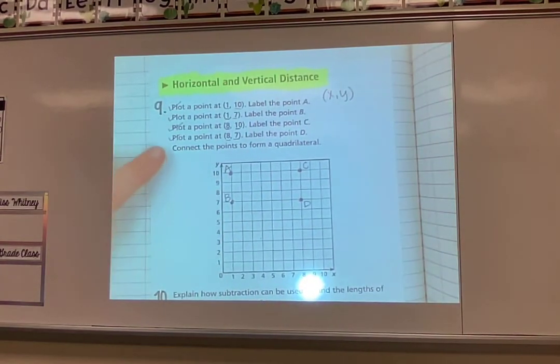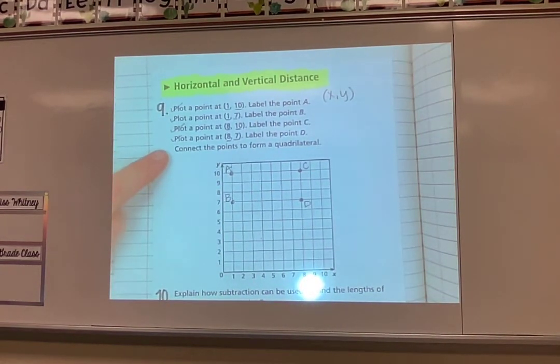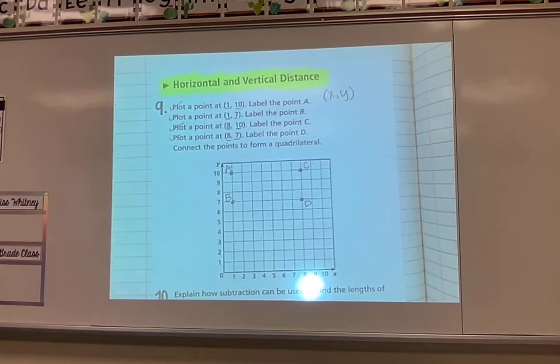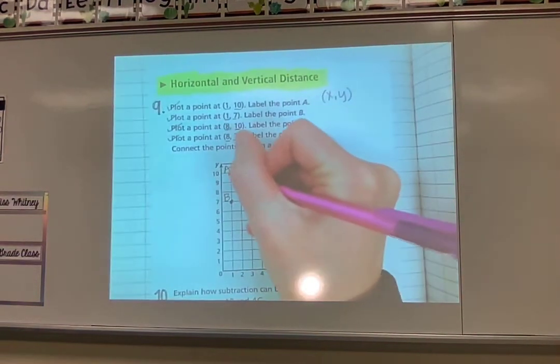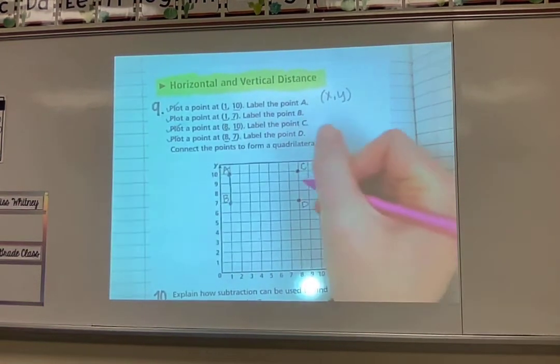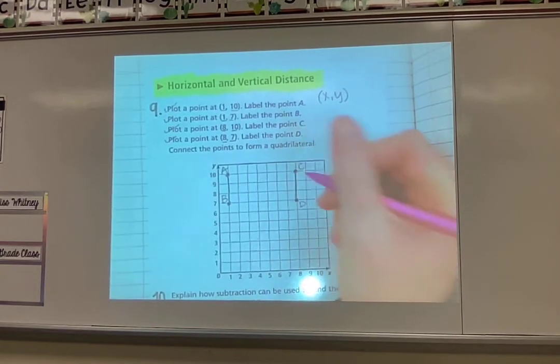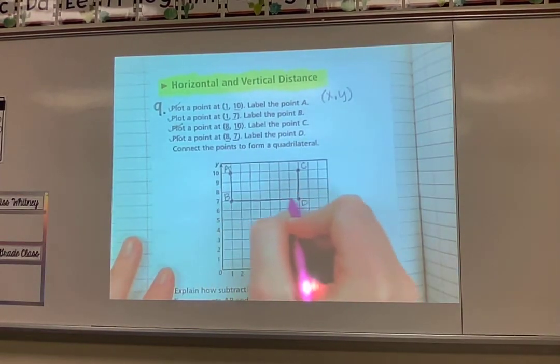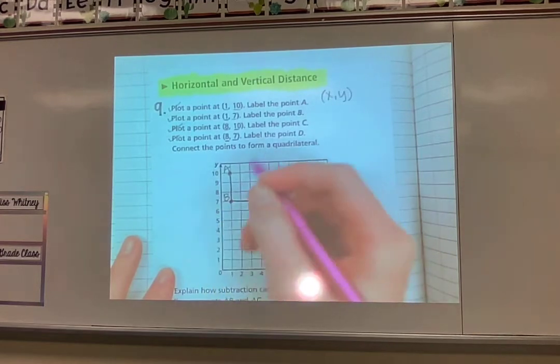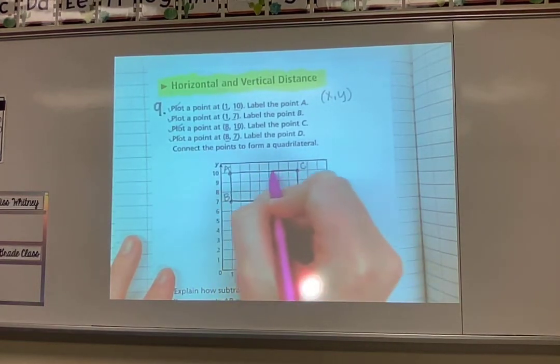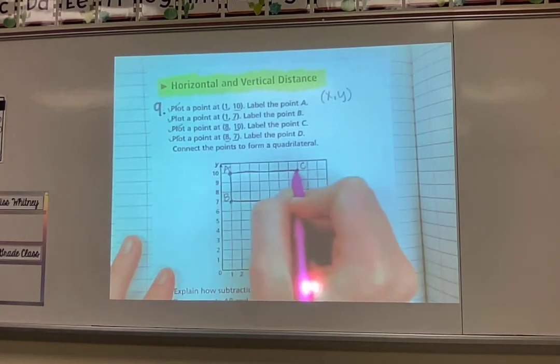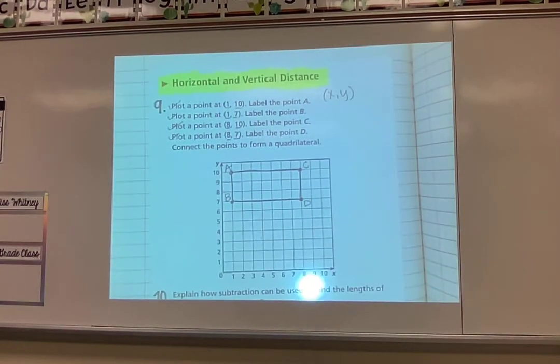Then it says, connect the points to form a quadrilateral. Quadrilateral just means a 4-sided shape. So I'm going to connect these points. This actually makes a rectangle, so connect those. We don't need a ruler, just get them as straight as you can, kind of follow along with those lines right there on the graph. There is my rectangle. All right, that's what it wanted me to do for number 9, so that was easy enough.